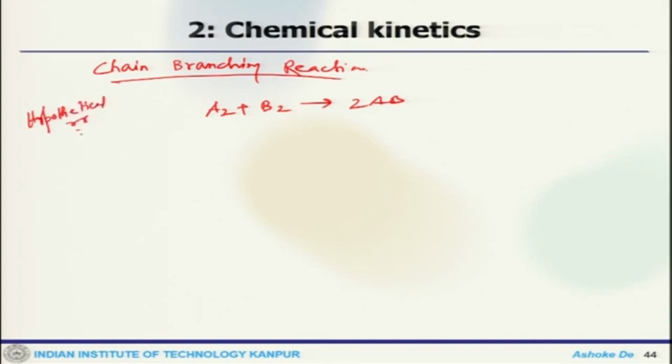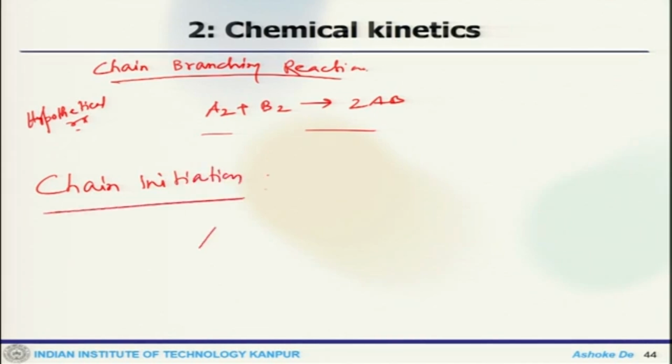Now, this is a hypothetical global reaction. Now, when you look at the chain reaction of this, there would be multiple steps of the chain reaction. So, there would be first step which is called chain initiation. That means A2 plus M which will form 2A plus M. So, that is your first step.